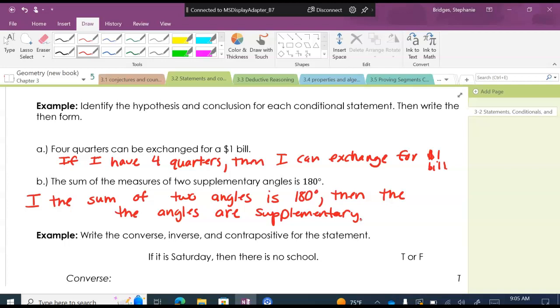Everybody good? Okay. Supplementary? It's right there in the question, S-U-P-P-L-E.